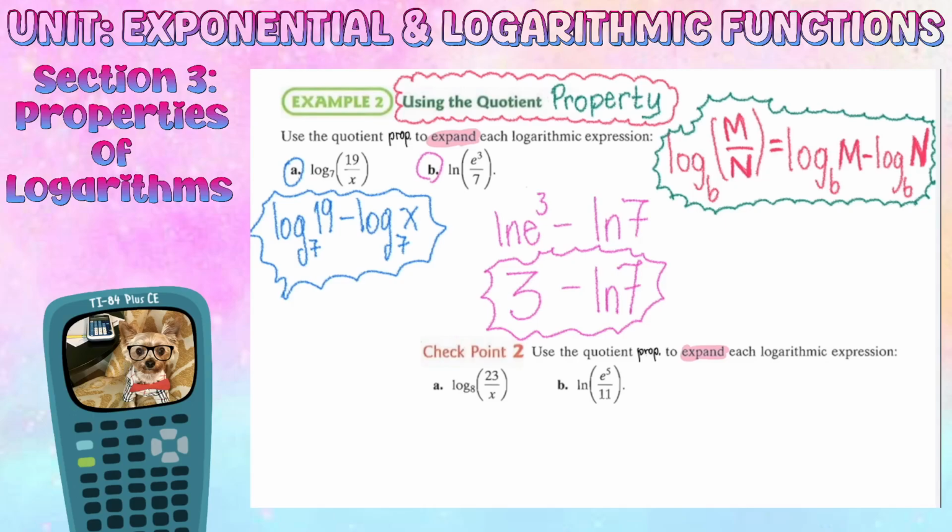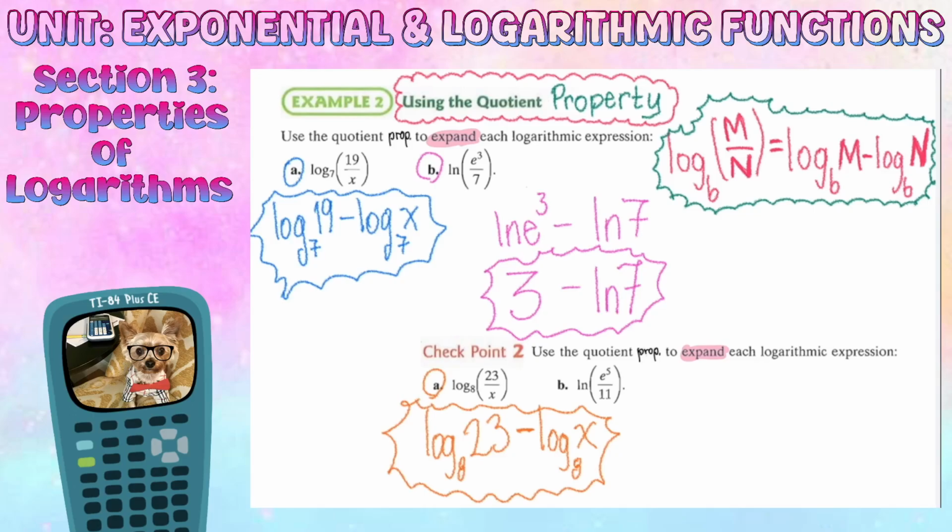Next example we can do, let's look over here. Log base 8 of 23 over x. So again, very simple. It's going to work just like example A above. So it's log base 8 of 23 minus log base 8 of x. And there you go. All done.